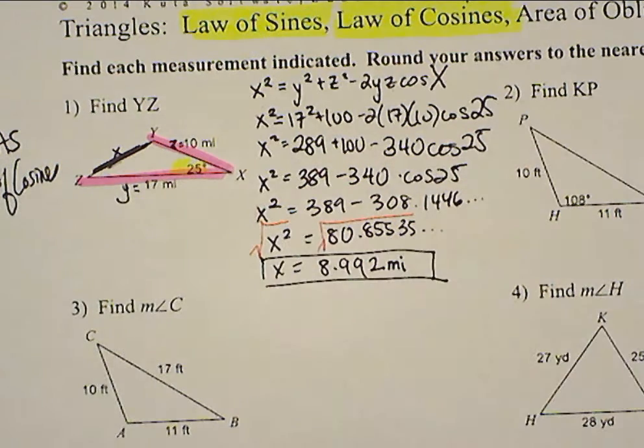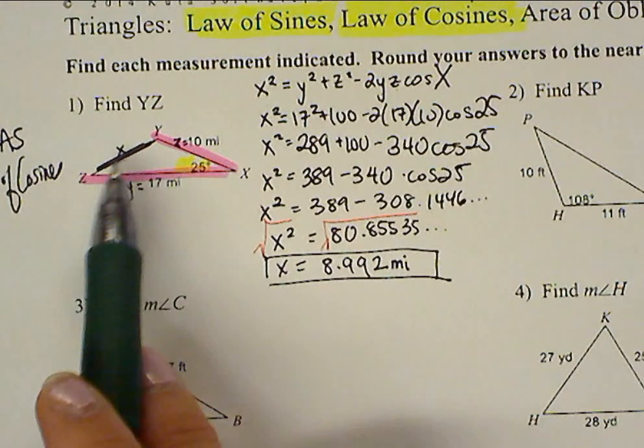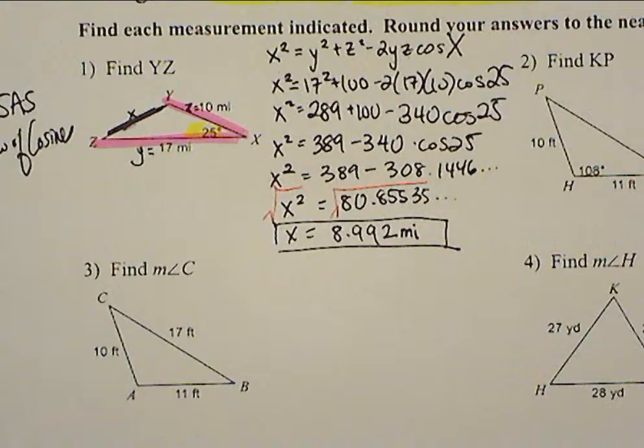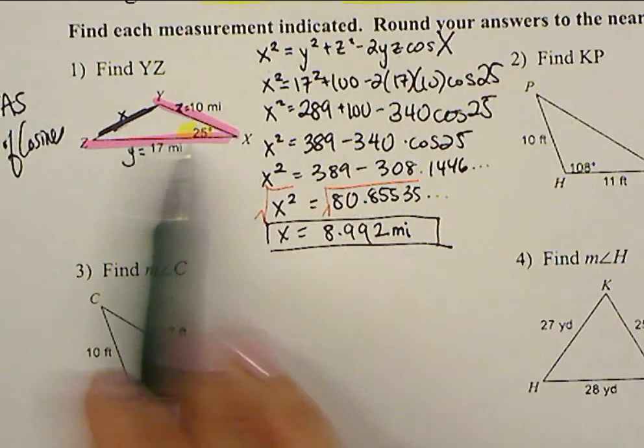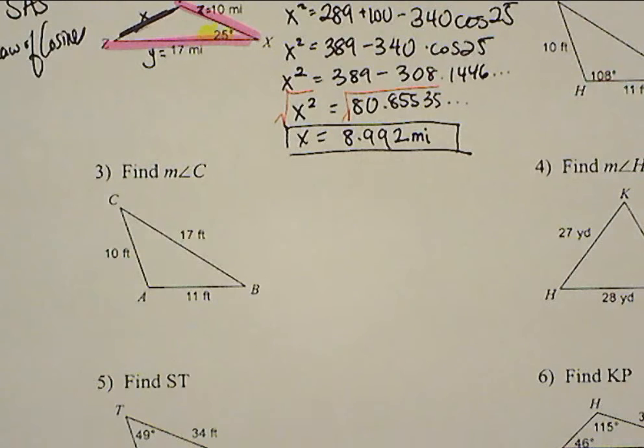So 8.99, which makes sense. If this is 10, does it seem reasonable that this would be 8.9? Yeah. So we're good. You're eyeballing it. That's true. But I'm also using the fact that this is 25 degrees. But you said it makes sense. Hey, that's not eyeballing. Making sense. Yes.